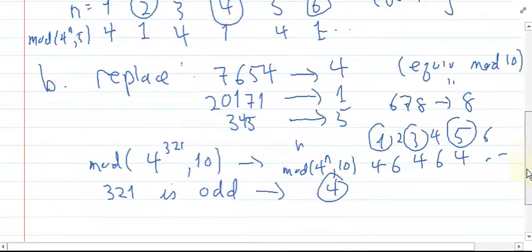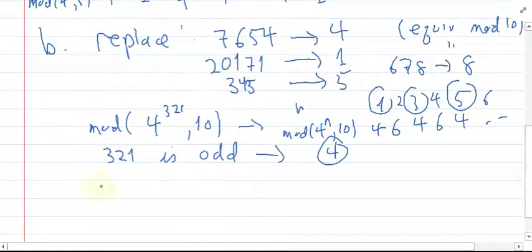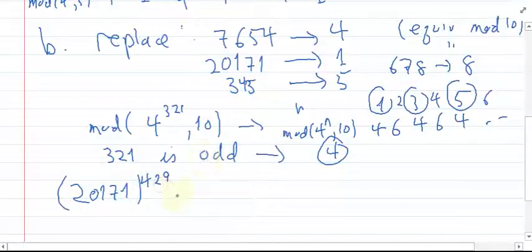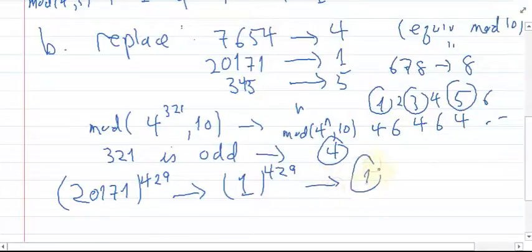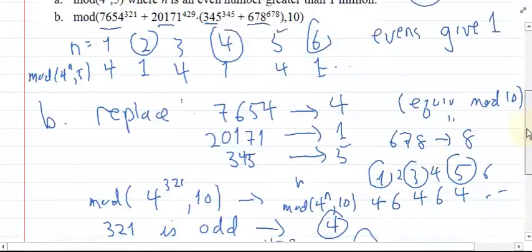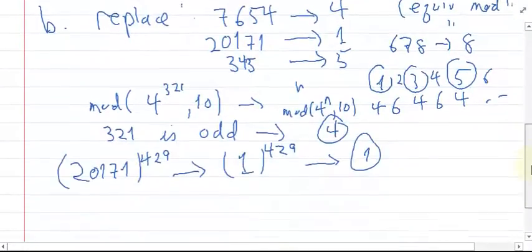2017 to the 429. So 2017 to the 429. Now I remember I replaced 2017 with 1 to the 429. Okay, and that gives me 1. So that takes care of that factor. Let's go to the next factor. Next factor is 345.